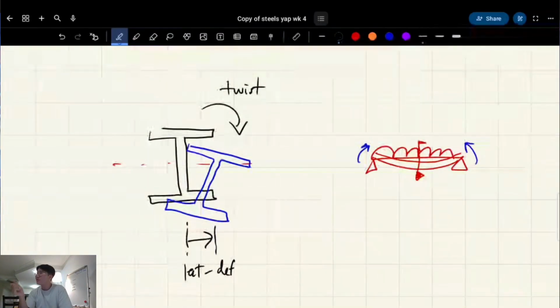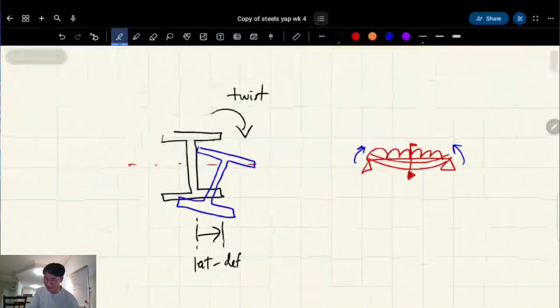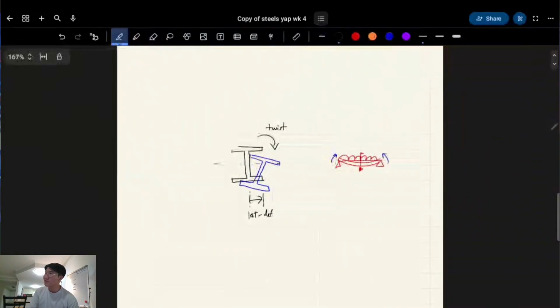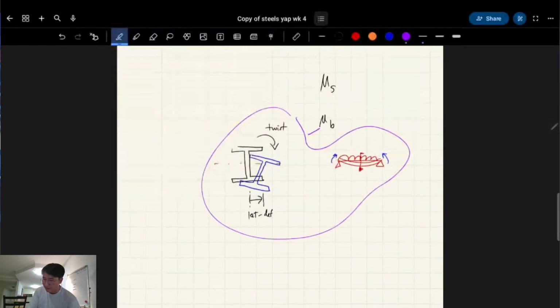Before we had Euler buckling, and now we have lateral-torsional buckling. But that's not this course. Do you guys have any questions about lateral-torsional buckling? That's kind of where we're going to go. But what we're going to do is the section capacity first, before the member capacity. Everything I just talked about is to do with the member capacity.